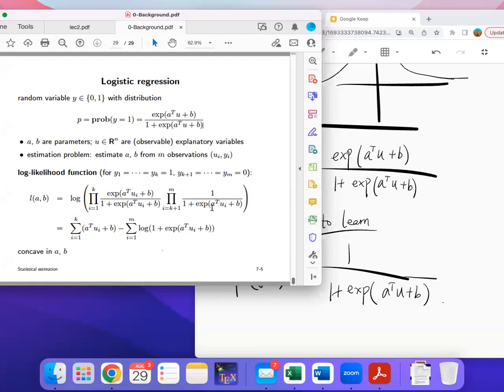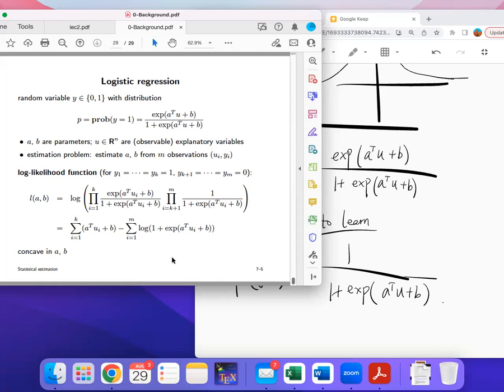And then take the log, and then you simplify this expression, you end up with this loss function. It's a times ui plus b, minus this log term. And this is a concave function in both A and B. You can check using the rules that we introduced before, right? The first term is a linear function in A and B.